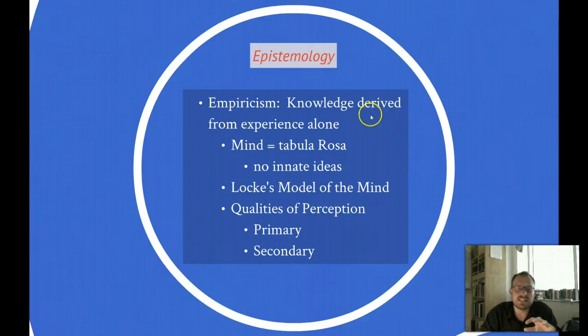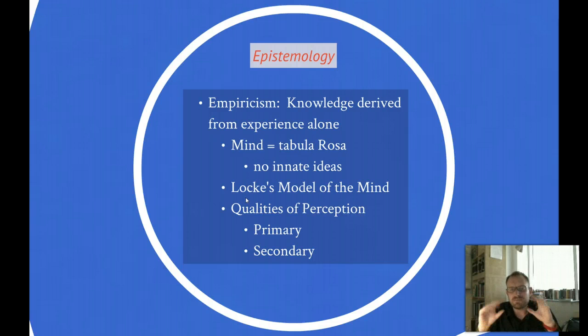So the mind is a tabula rasa. That's the term he used here in Latin. That refers to the idea that the mind is a blank slate. Now, what's Locke's basic model of the mind? Locke's basic model of the mind is that human beings are always separated from the world of the known.